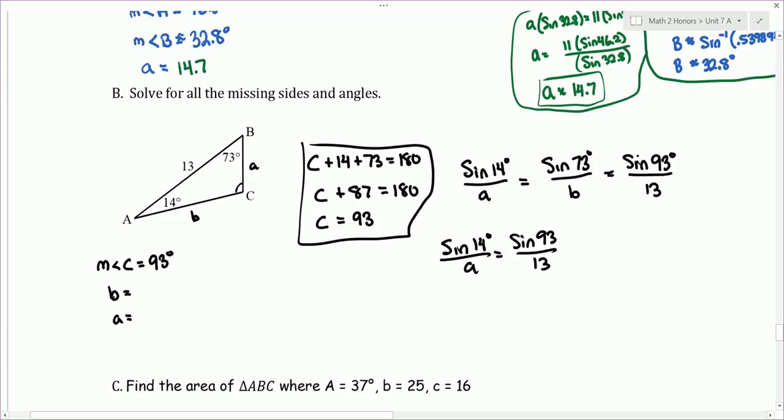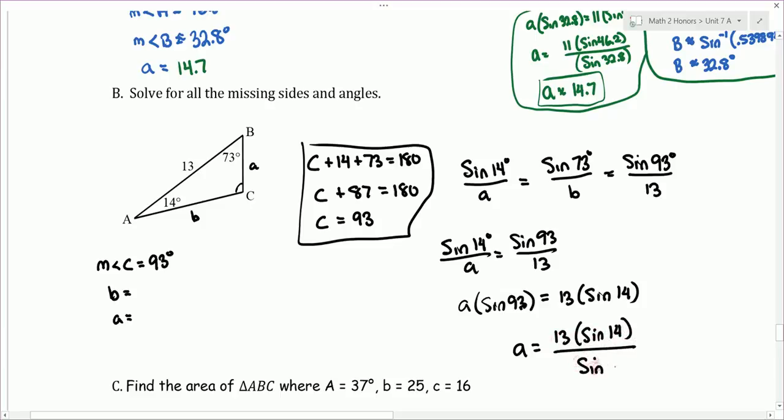So let's cross multiply here, and we get A times the sine of 93 degrees is equal to 13 times the sine of 14 degrees. Divide by the sine of 93 degrees, and you end up with A is 13 times the sine of 14 degrees divided by the sine of 93 degrees. Carefully enter that into your calculator and check to make sure you're getting the same thing I get.